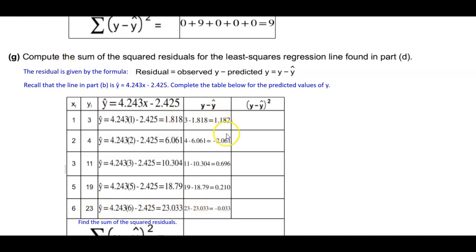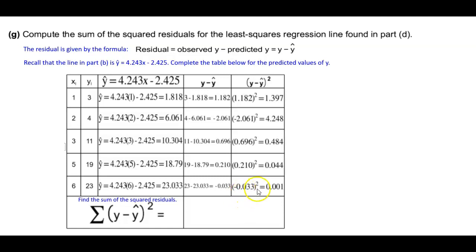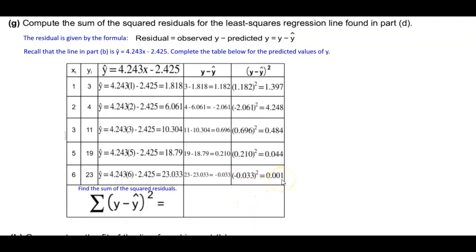Now we're going to take each one of these values and then square it. So we're going to take 1.182 squared to get this value here. Negative 2.061 squared to get this value here. Same thing here, 0.696 squared to give us 0.484. 0.210 squared to give us 0.044. And then likewise, negative 0.033 squared, which gives us the following here. Okay, so now what we want to do is find the sum of the squared residuals in this column. So when we add up all these numbers, we get the value of 6.174.